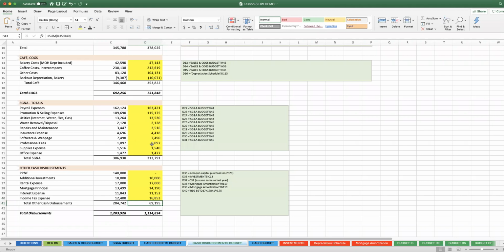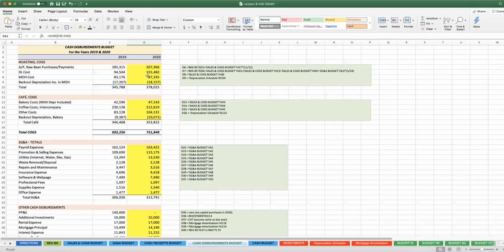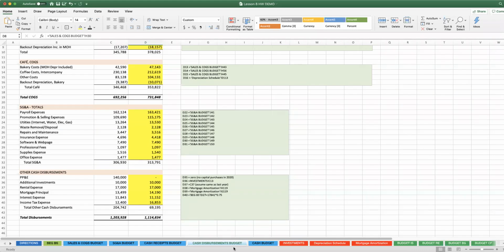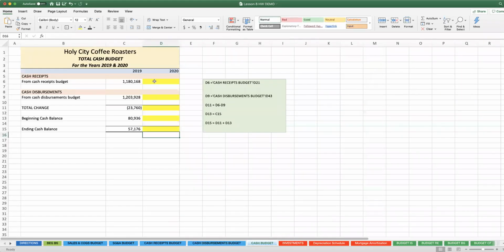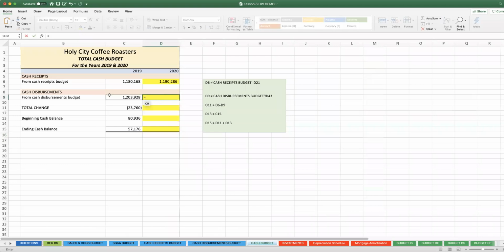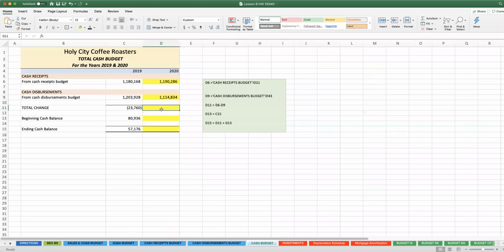Let me just double check my numbers, make sure everything looks good. All right, everything looks good. All right, so if we go over here to the cash budget, this is just a cell reference over to the cash receipts budget. Go grab the total. Good, right there. And then this one is from the cash disbursements. Just go back to the cash disbursements and grab the total. All right, and then this is the receipts minus the disbursements. So this is the change in cash.